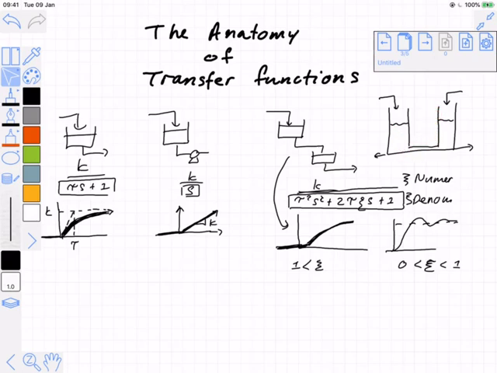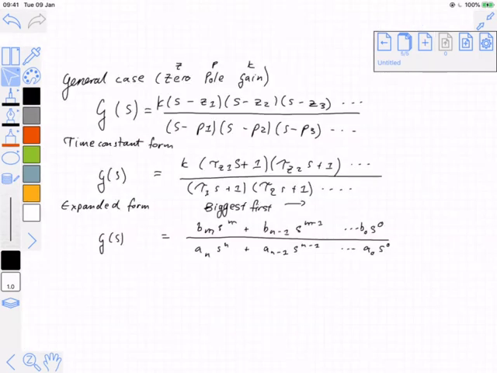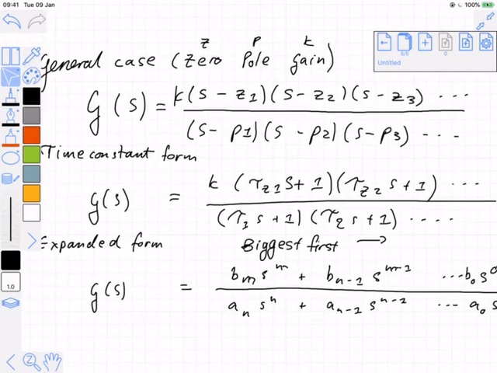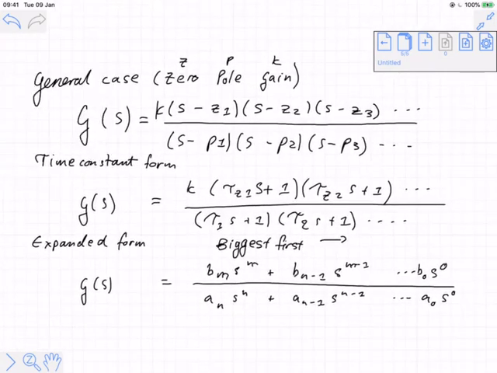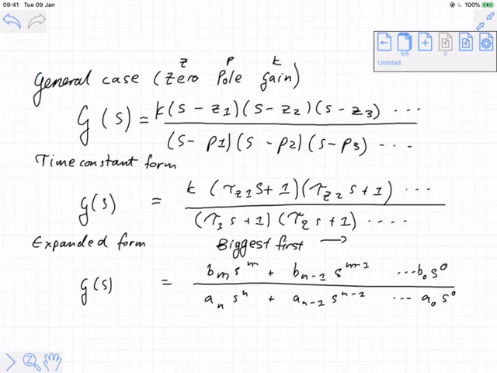Now, let's talk about what these different transfer functions actually look like. I've summarized the three common forms that are used for describing transfer functions here, and these are also a little bit related to the way that they're represented on computer systems.